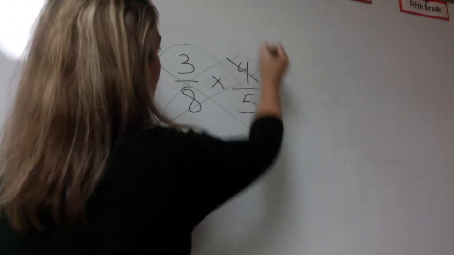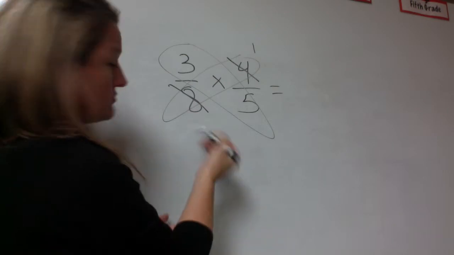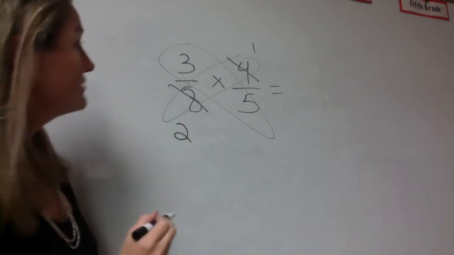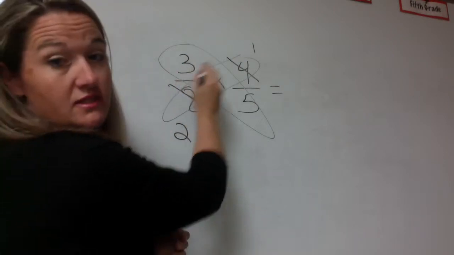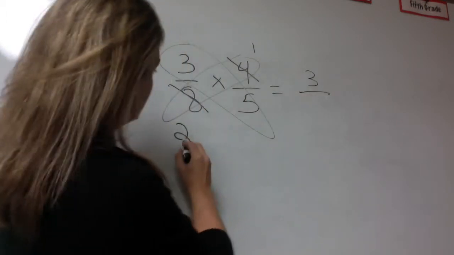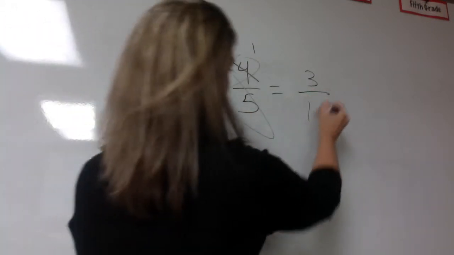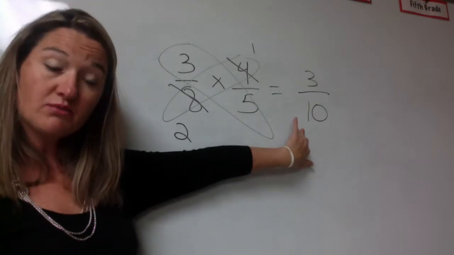So we're going to simplify ahead of time. We take the 4, change it to a 1, and take the 8. How many 4s go into 8? 2. So now the 4 becomes a 1, the 8 becomes a 2. So we have 3 times 1, that's a 3. We've got 2 times 5. And if you look at that, my answer is already in simplest form.